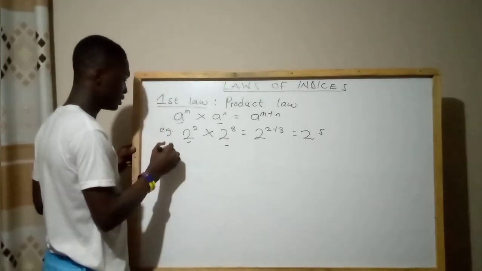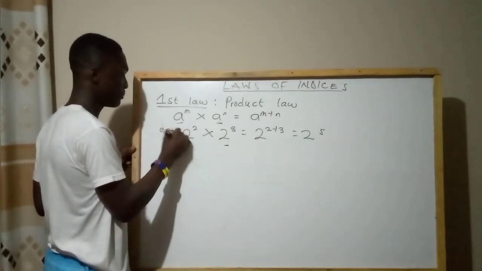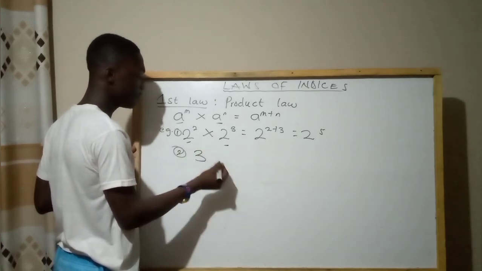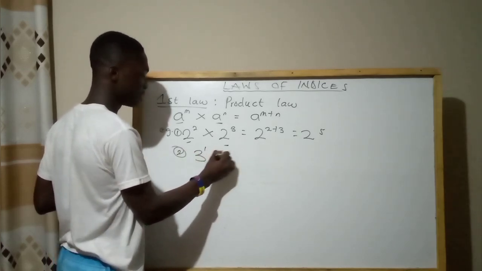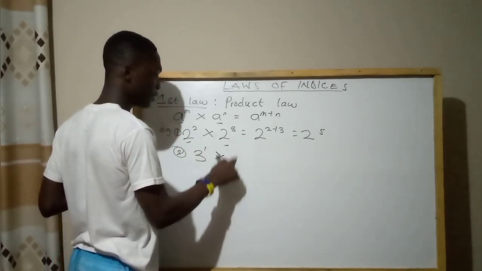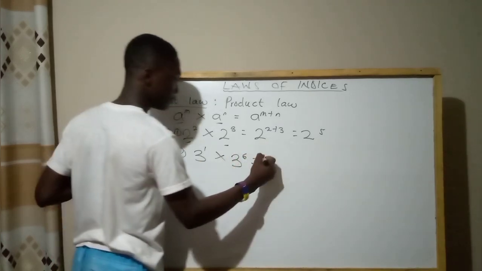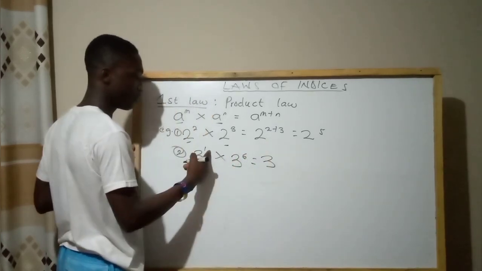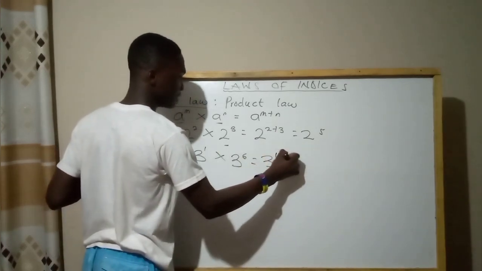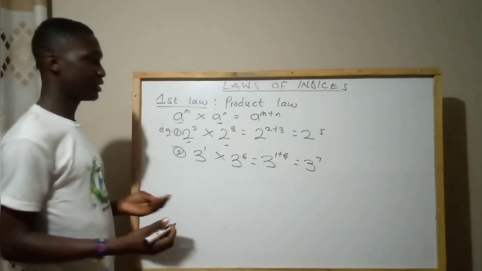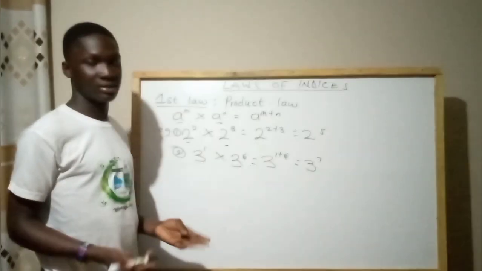Okay, let's continue. So we have example 2. We have 3 power 1 multiplying 3 power 6. So we take one of the bases, then add the exponents, you have 1 plus 6, making 3 power 7. So this is the first law of indices.